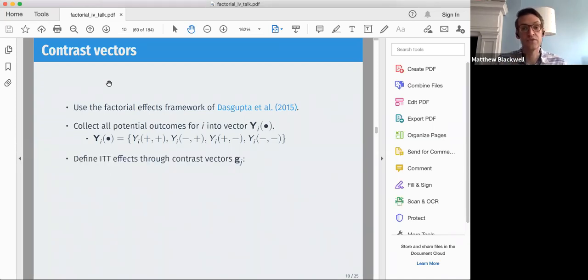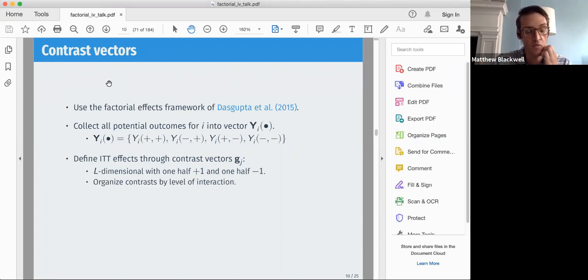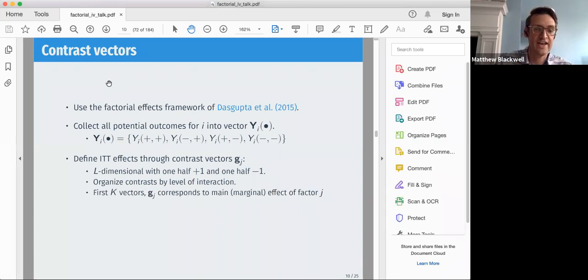And then what we can do is define all kinds of intent-to-treat effects through what are called contrast vectors, which are L-dimensional. So they're 2^k dimensional vectors with half being +1 and half being -1. We are going to organize them by the subset J, by the level of interaction. And what they do is allow us to compactly write down treatment effects. The first k of these vectors correspond to main or marginal effects of factor J.